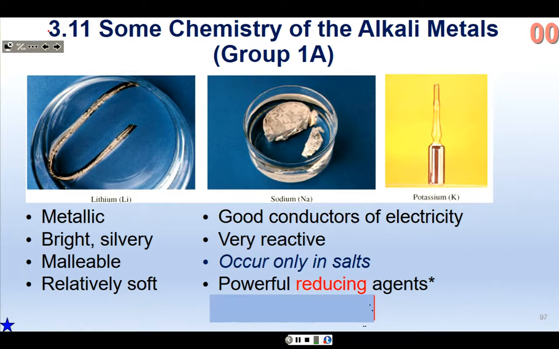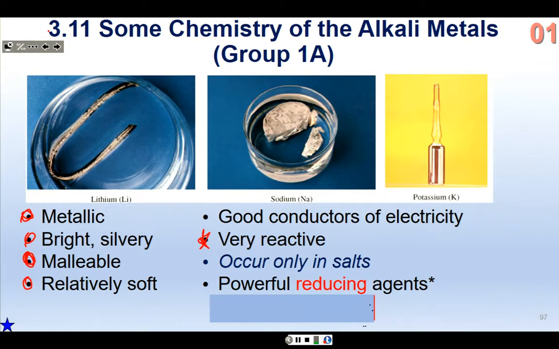They are indeed metals, which give some of the characteristics that we commonly think about, being metallic, bright, silvery, shiny things. Malleable, meaning you can pound them into sheets, and relatively soft. You can cut them with a dull spatula or dull blade. They are metals, so they conduct electricity. They are very reactive, and that's one of their features of note. And because of that, they only occur in salts, namely it's hard to get them in a pure form.